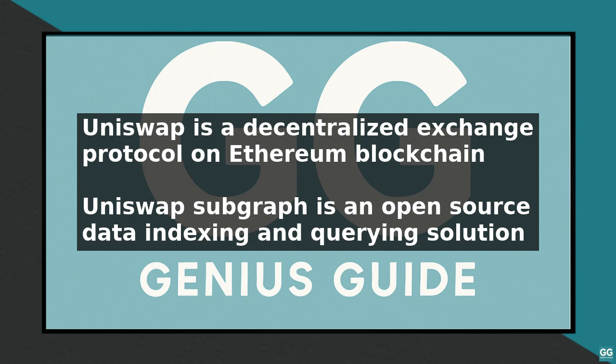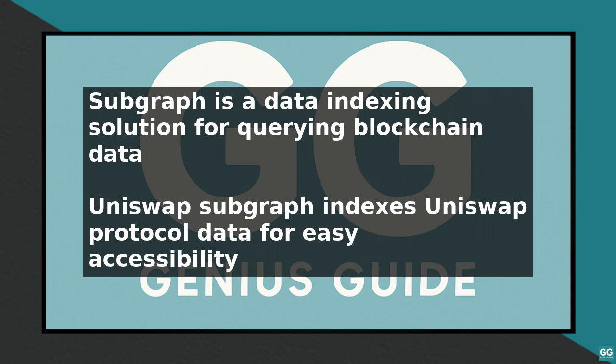What is a subgraph? A subgraph is a data indexing solution that allows developers to query and retrieve specific data from the blockchain. The Uniswap subgraph is specifically designed to index Uniswap protocol data, making it easily accessible for querying and analysis. By using a subgraph, developers can build applications that interact with the Uniswap protocol without having to manually scan the blockchain. Benefits of using Uniswap Subgraph.